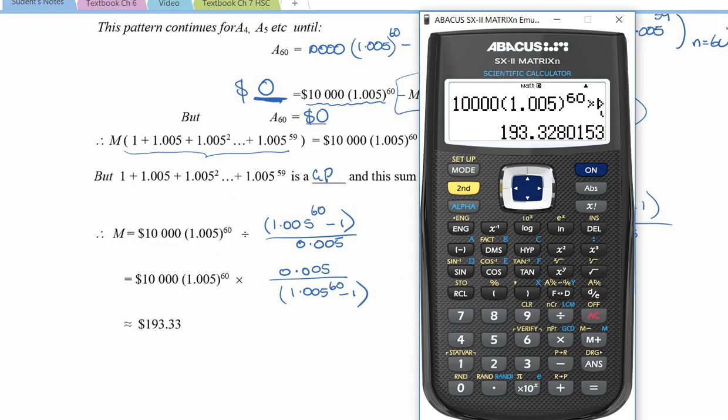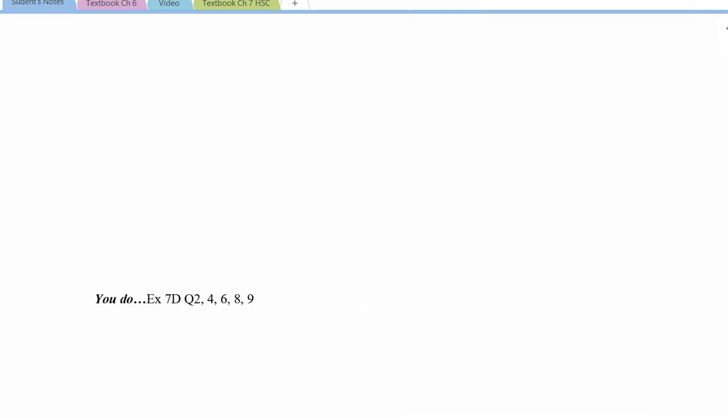And when you go to your calculator, you get the 193.328, etc. You can take your calculator, and I'm almost assuming you have, and work that out as well. I'll do the HSC question with you in class, and if you are able, you might try question 2 from 7D.